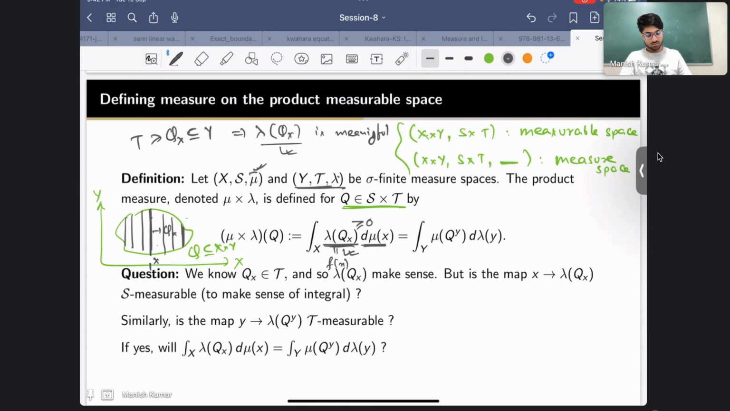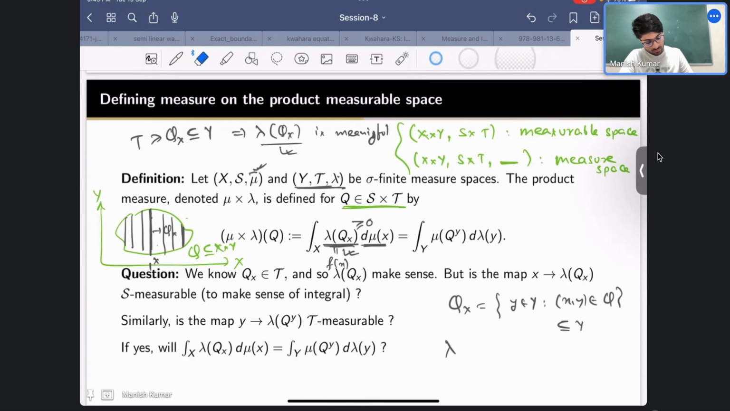Sir, lambda of Qx, now it is a function. It depends on the points of y. No. See, what is Qx? Qx is the set of y belonging to Y such that (x, y) belongs to Q, right? This is the definition. This is a subset of Y. So lambda of Qx is the measure of this set.